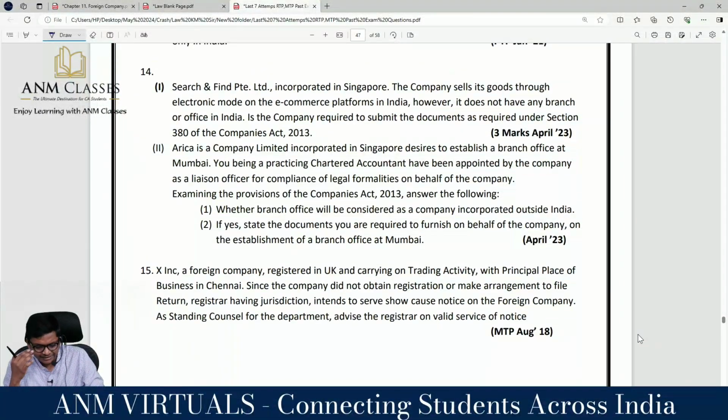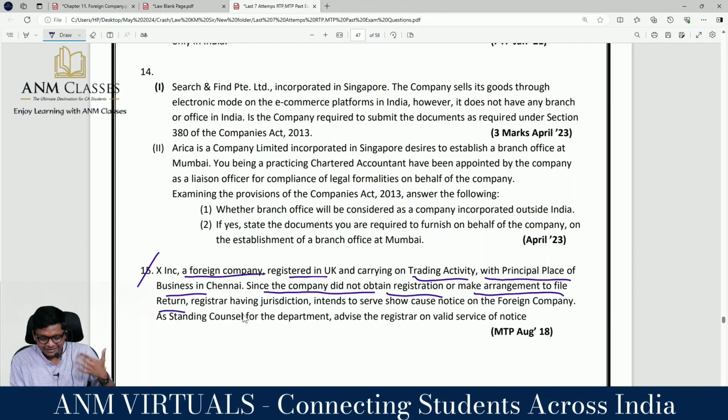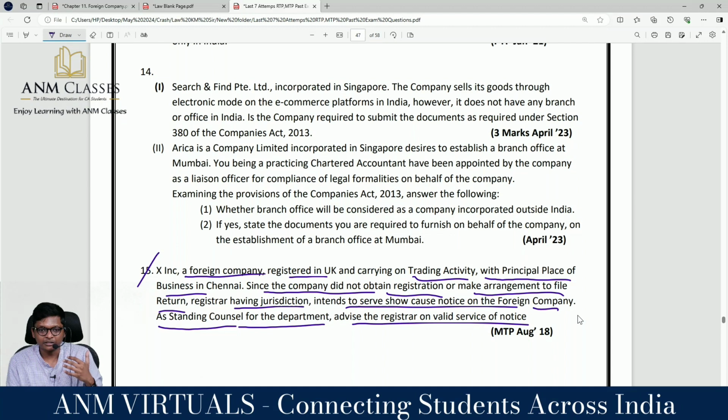Question number 16. Come on, guys. Read with me. Recording students and everybody here. X, a foreign company registered in UK. Loudly, guys. Carrying on trading activities with principal place of business in Chennai. Since the company did not obtain registration or make arrangement to file return, registrar having jurisdiction intends to serve a show cause notice on the foreign company. As standing counsel for the department, advise the registrar on valid service of notice. Which section?